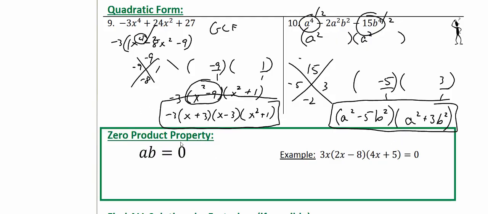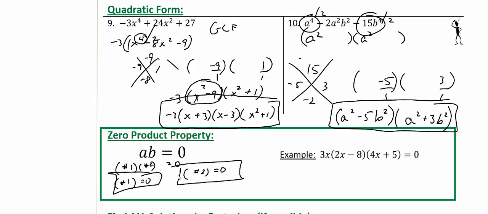Okay, zero product property. You guys have seen this many times before. What this means is if I have two things that are being multiplied, a times b or something times something equals 0, then each of these are going to be split. So to say this is number 1 and number 2, I'm going to take number 1 equals 0 and solve it like you did in 7th grade. And then I'm going to take number 2 and solve that one again like you did in 7th grade, and you're going to get your answers.